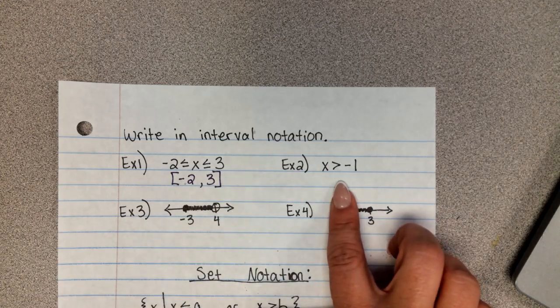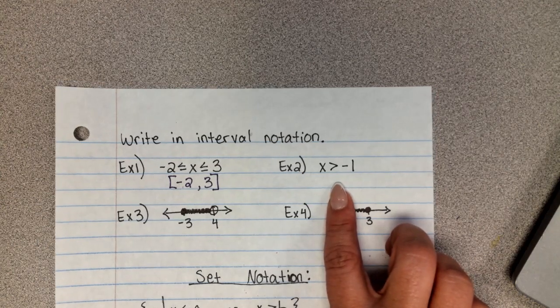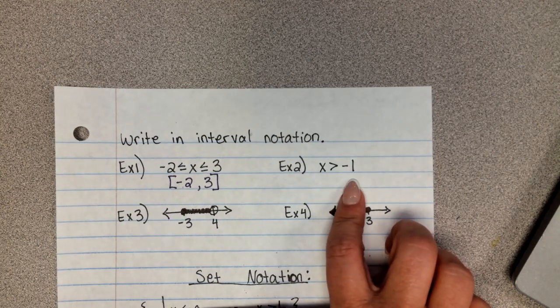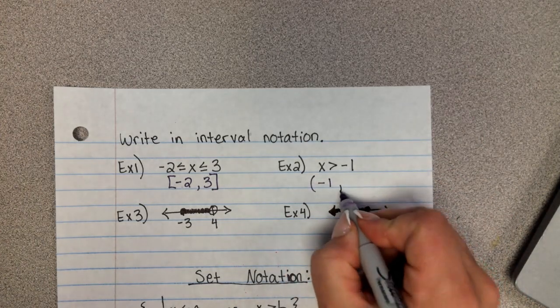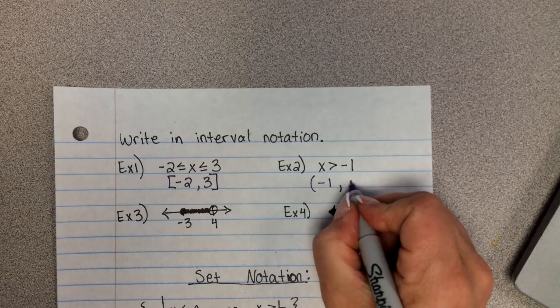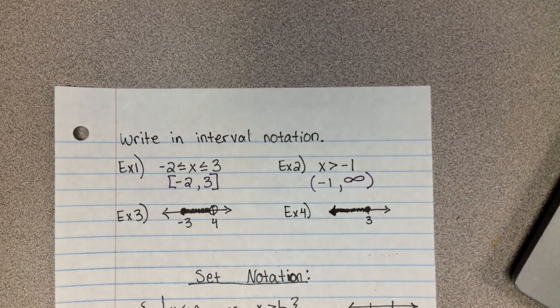Example 2. So I have x is greater than -1. Okay, so I have a -1. I don't want to include -1. Okay, but then I want everything greater. Greater is going to go to the right, and the right is positive. So I'm going to use the infinity sign. You can do this directly from a number line as well.